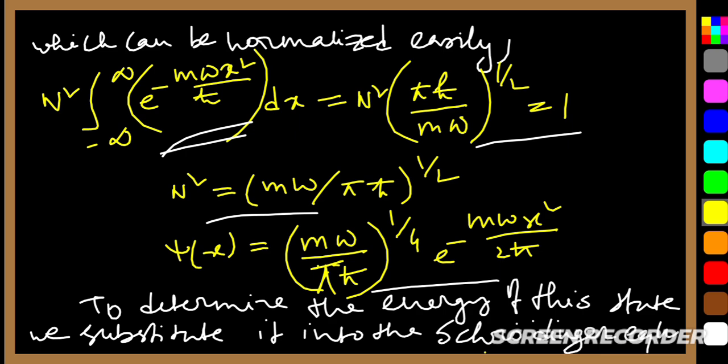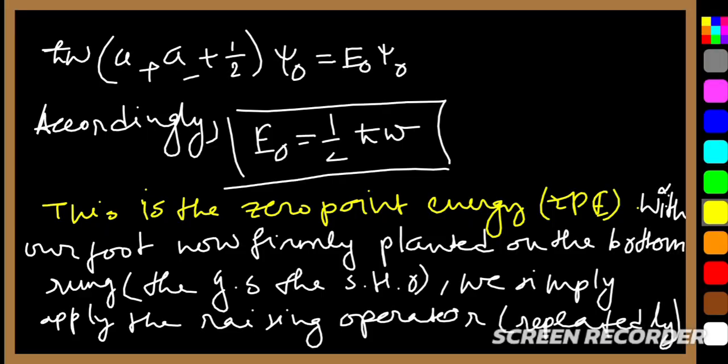So to determine the energy of this state we substitute this into the Schrödinger equation. We use the Schrödinger wave equation to find the energy state value, that is ħω within the first bracket a plus a minus plus half, ψ0 equals E0 ψ0. Accordingly E0 equals half of ħω. E0 value is called the zero point energy or ZPE: Z for zero, P for point, E for energy.